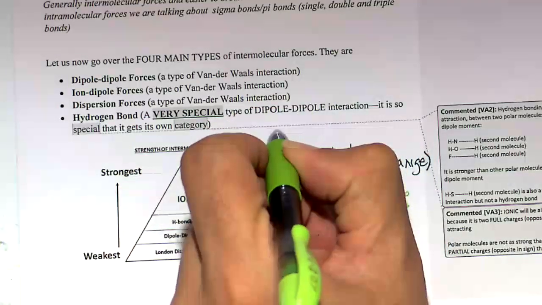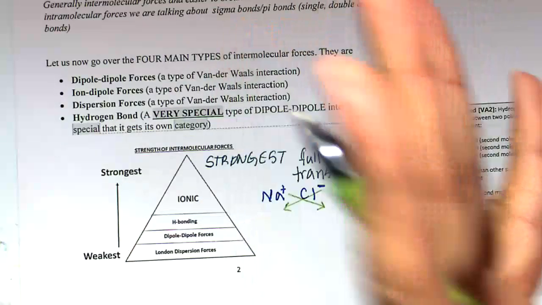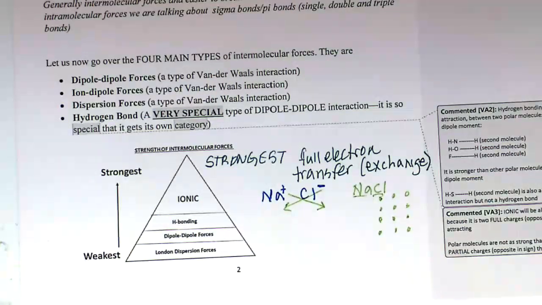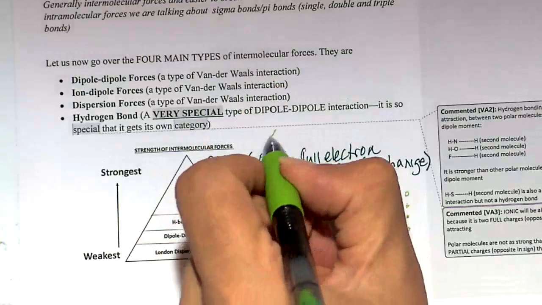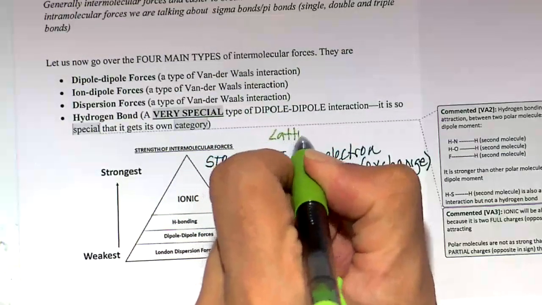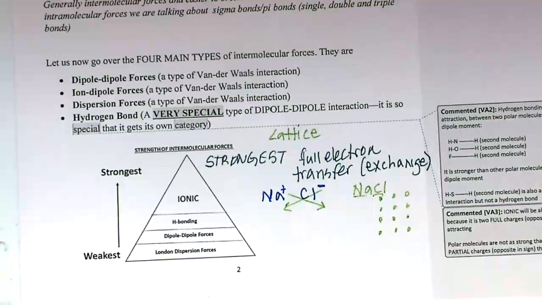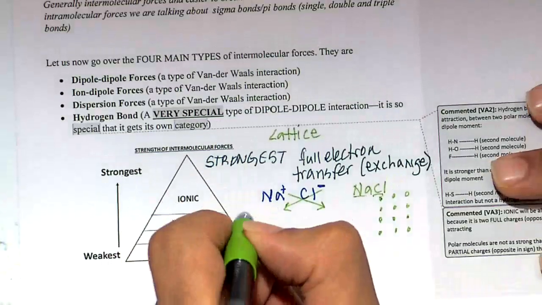So here we're looking at a lattice. What is a lattice? Like brick in a brick house. They're organized in such a way. That's a lattice structure. So ionic compounds have a lattice. All right, so that's the strongest.